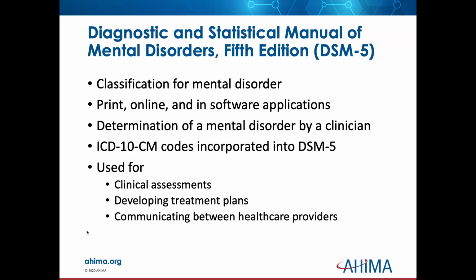DSM-5. This is the Diagnostic and Statistical Manual of Mental Disorders, 5th edition. This is on page 140 in your book. You need to know that it's a classification system for mental disorders. It was developed by the American Psychiatric Association. Make sure that you know that. Hint, hint, hint. American Psychiatric Association classification system for mental disorders.